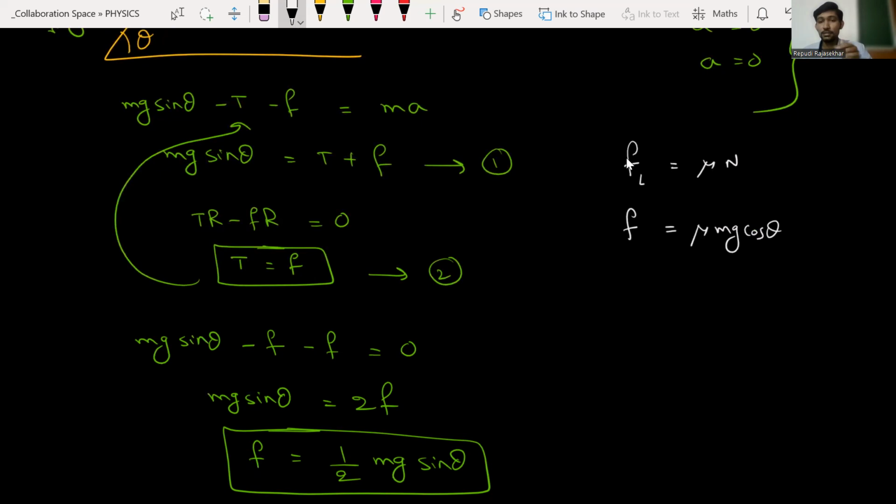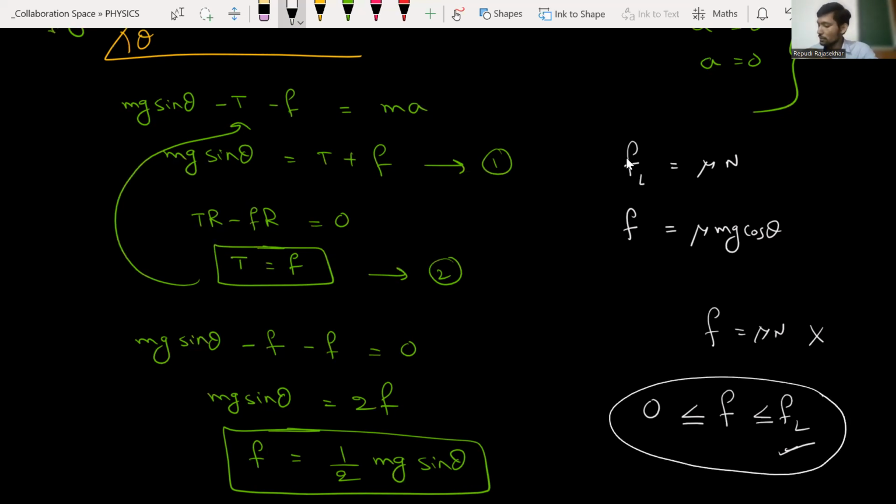And another point: sometimes students take f equals mu into N only. This is a wrong concept. Mu into N is the maximum value of static friction. If you take actual values, the friction force may be equal to 0, or less than or equal to limiting friction. This is the right equation. The friction force may be 0, or between 0 and the limiting friction, or equal to the limiting friction.